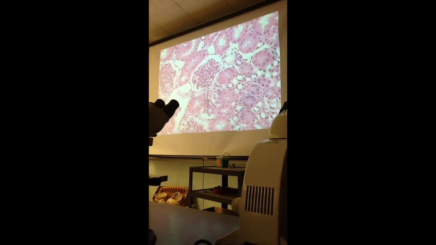Pretty clear. I can see a flat layer of cells going towards the Bowman's capsule, and another layer, probably cut here, that's coming out. So which part is this? Vascular or urinary? It's the blood vessel. It's the capillary, the afferent arteriole. So it's the vascular pole. So roughly on the opposite side, we don't know, but we have the urinary pole.